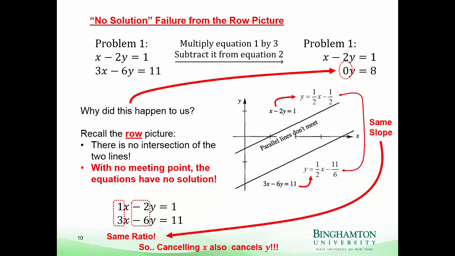When I have the same ratio between 1 and 2 and 3 and 6, when I multiply to make this so that it cancels this, this will also be made to cancel that. And so that's why we end up canceling both, and we get a 0y is equal to 8. So that's the problem.